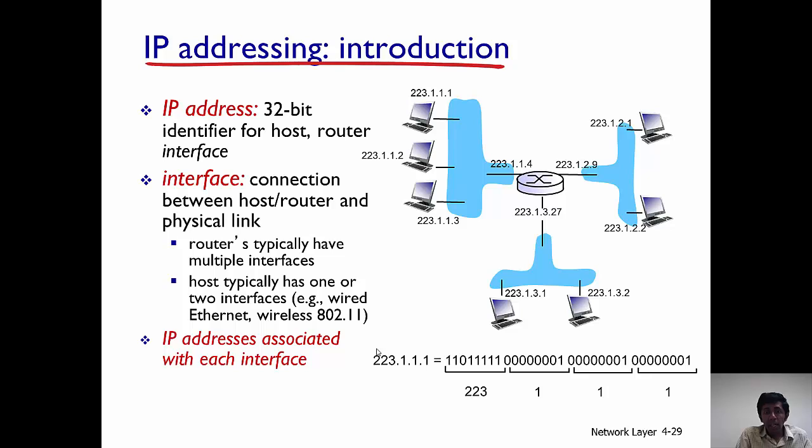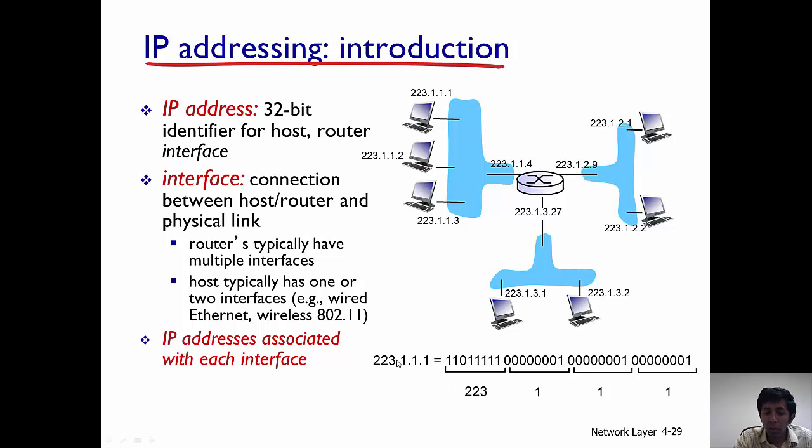Now each router or host can have multiple interfaces and there is an IP address associated with each interface. So the interface is the important thing. There is not a single IP address associated with the host. There is a single IP address associated with each interface at the host. Okay, so it's a 32-bit identifier, and here is an example of an IP address.